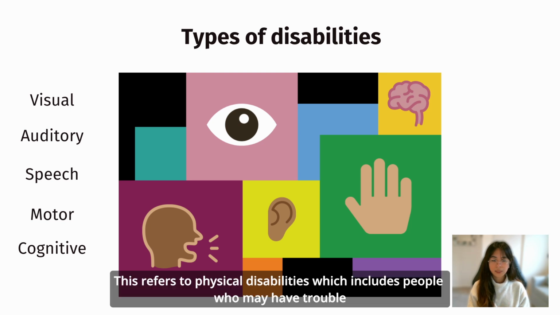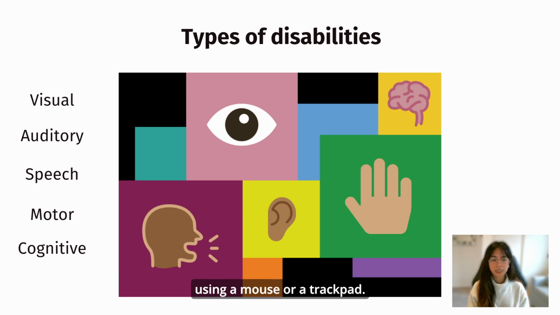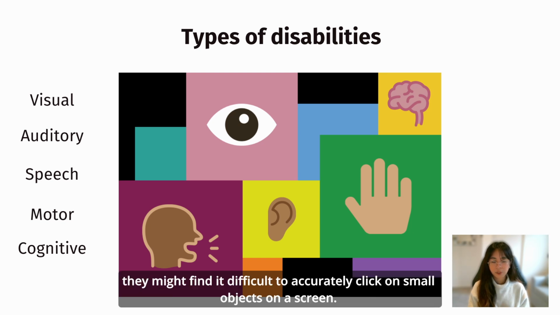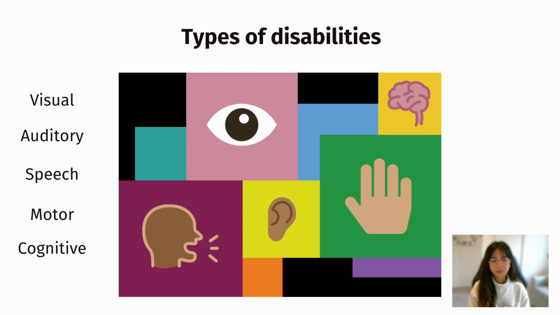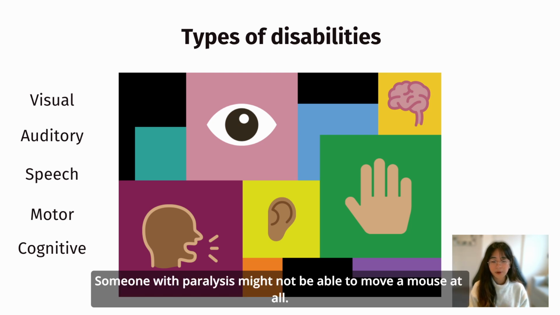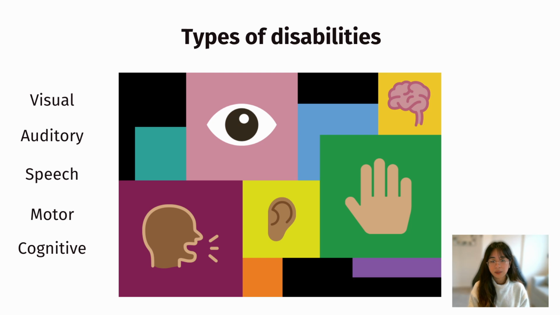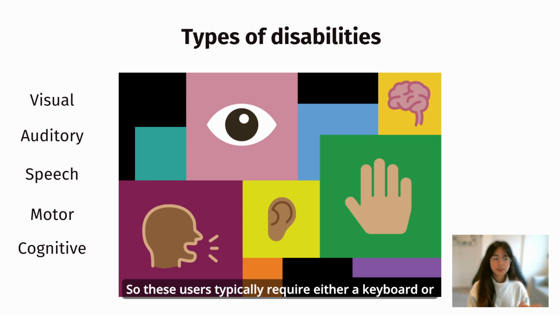Motor disabilities. So this refers to physical disabilities, which includes people who may have trouble using a mouse or a trackpad. So someone with tremors, for example, they might find it difficult to accurately click on small objects on a screen. Someone with paralysis might not be able to move a mouse at all. So these users, typically they require either a keyboard or some type of special assistive technology.